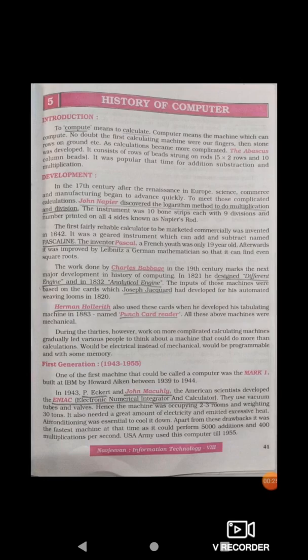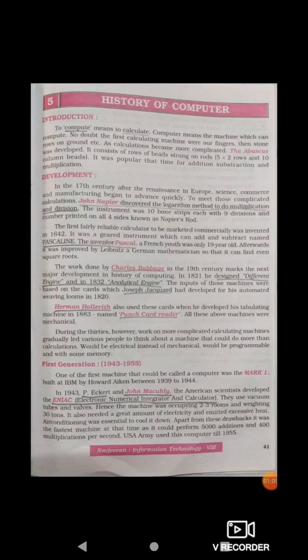Now, as we all know, students, we see uses of computers in various fields. We need no introduction to what a computer is in today's generation. However, it is very important to learn about the history of computers, as it will help us understand how fast and efficient changes occurred in the field of technology, which is known as advancement. So let us begin with chapter number 5, History of Computers.